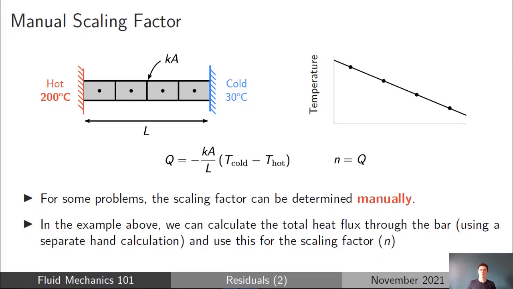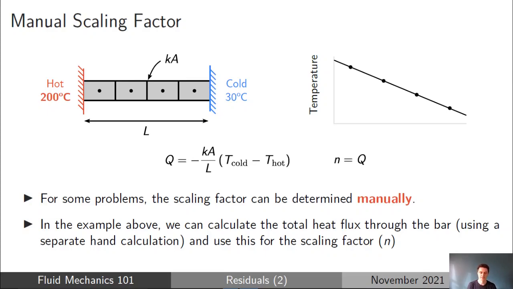Now, if you had a very simple problem like the 1D heat conduction in a bar that we've been looking at today, where the left end of the bar was at 200 degrees, say, and the right end of the bar was at 30 degrees, you could do a hand calculation to work out what the total heat flux would be through that bar. And the formula, of course, would just be kA/L, so k being the thermal conductivity, A being the cross-sectional area of the bar, and L being the length of the bar, and then multiplying that by the temperature difference. This is just Fourier's law, and this would get you the heat flux through the bar, and you could use that heat flux to scale your residuals.